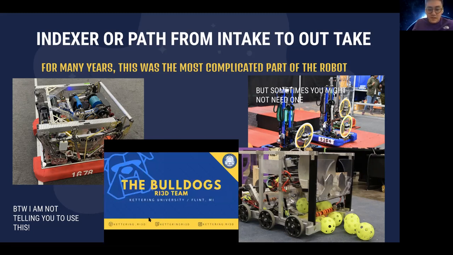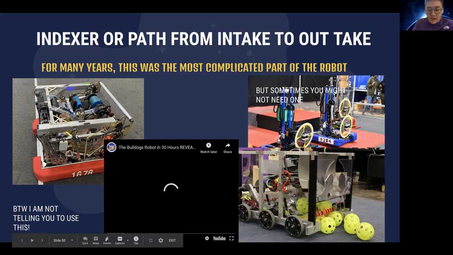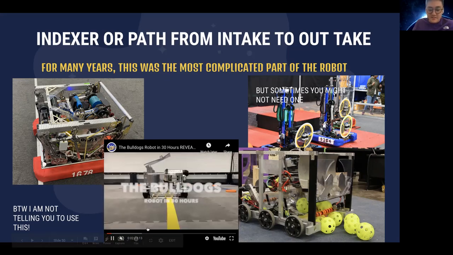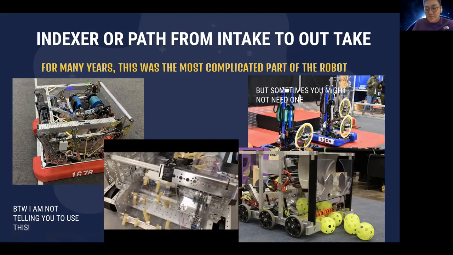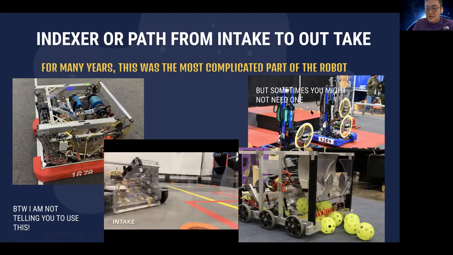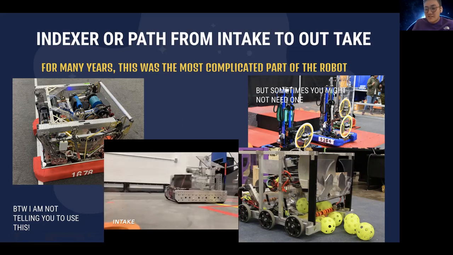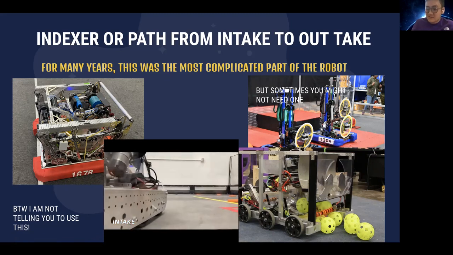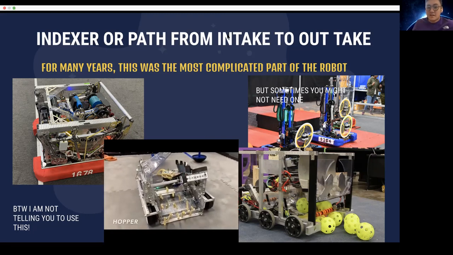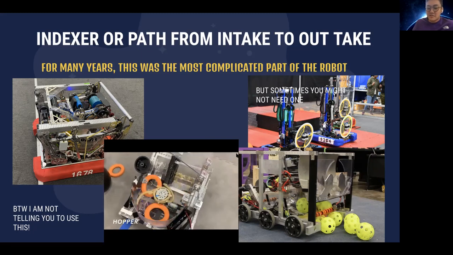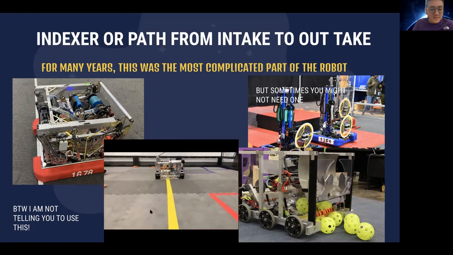And then here we have the Bulldogs design. I'm not telling you to use the design, but I'm showing this as a really interesting indexer. Every team has a different design, but sometimes you might not need an indexer. If you look at Deep Space here, their intake mechanism was their storage mechanism and also the outtake mechanism. So it's one whole thing. I think this can only work when we have a single game piece, where we don't have to store multiple game pieces. Yeah, you get what I'm saying.